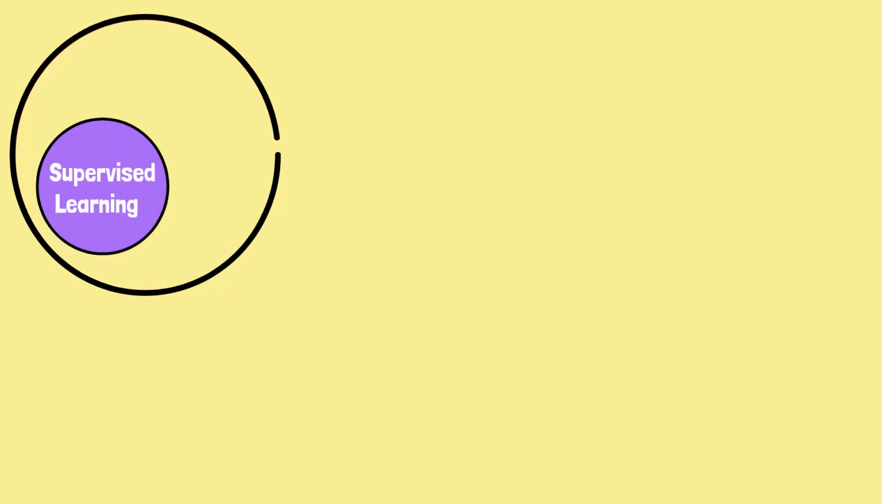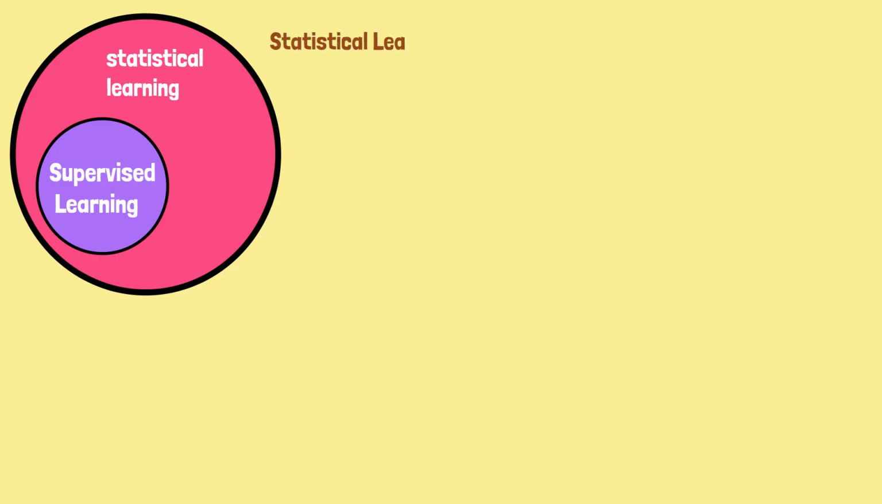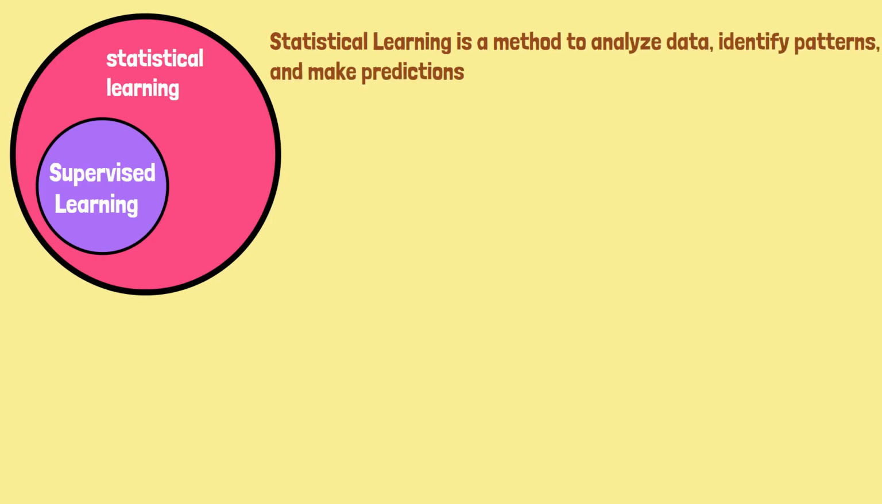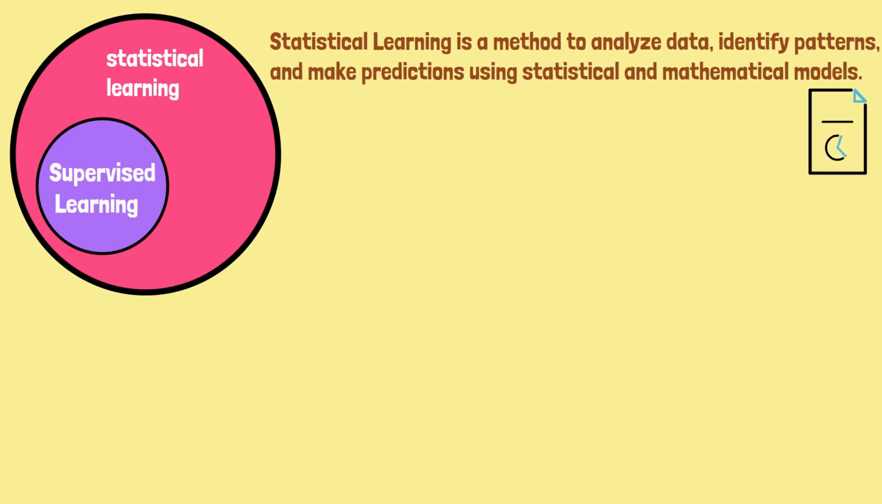Now, you might be wondering, is supervised learning part of something bigger? The answer is yes. Supervised learning is actually a type of statistical learning. Statistical learning is a method to analyze data, identify patterns, and make predictions using statistical and mathematical models. Supervised learning works in two phases.